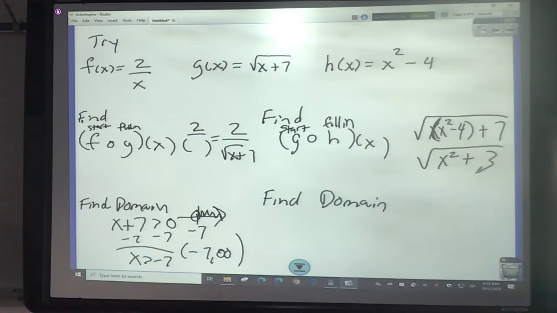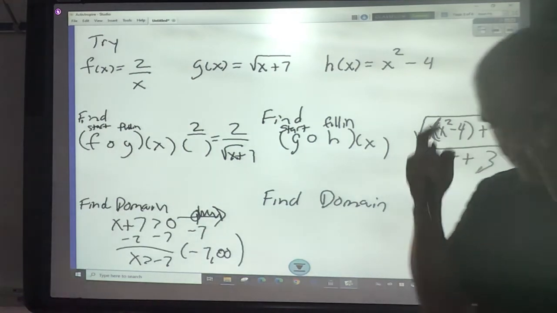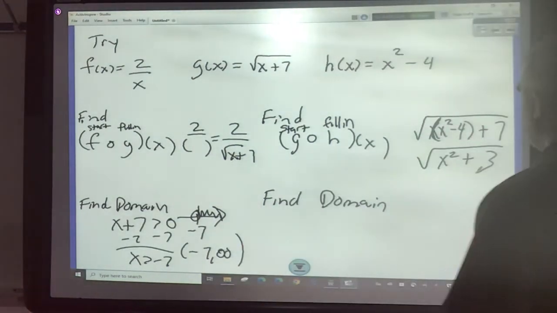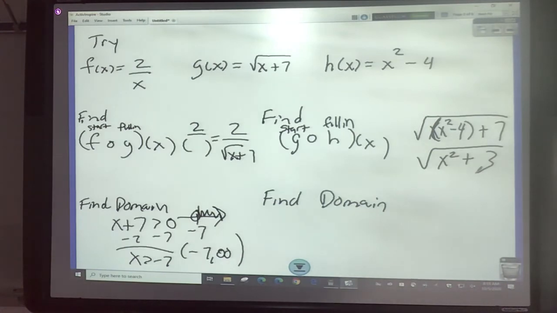Now, here's where you have to think a little bit. The concept of this: how do I know the domain of the square root?